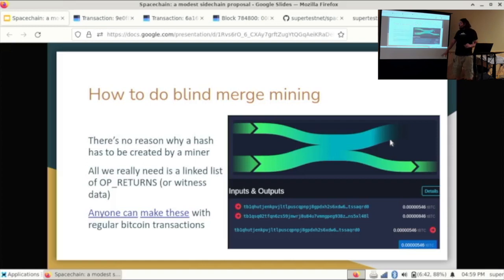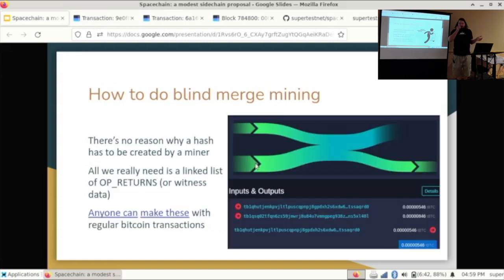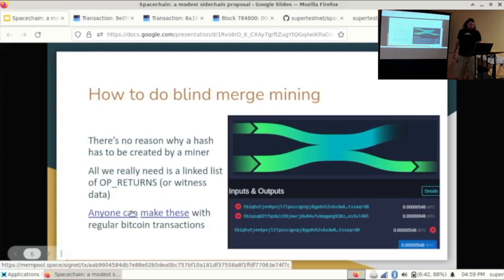So there is a question here. We've got these blocks that are being created in Bitcoin, or these transactions are being created in Bitcoin. They correspond to blocks that are being built in a sidechain. The question for us is next, who produces these blocks? Because with Fiat Jaff, I showed you Fiat Jaff's space chain. Is it just Fiat Jaff who's got the keys to that address? Like, he's spending money from one address and sending it into itself, and he's doing it again and again.